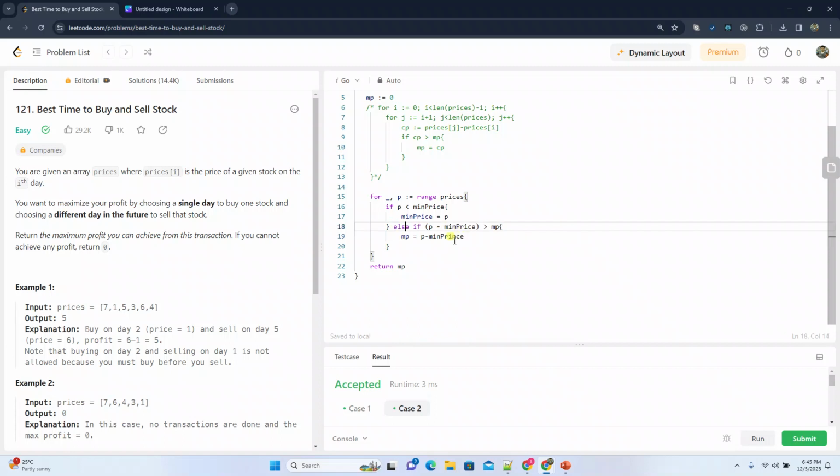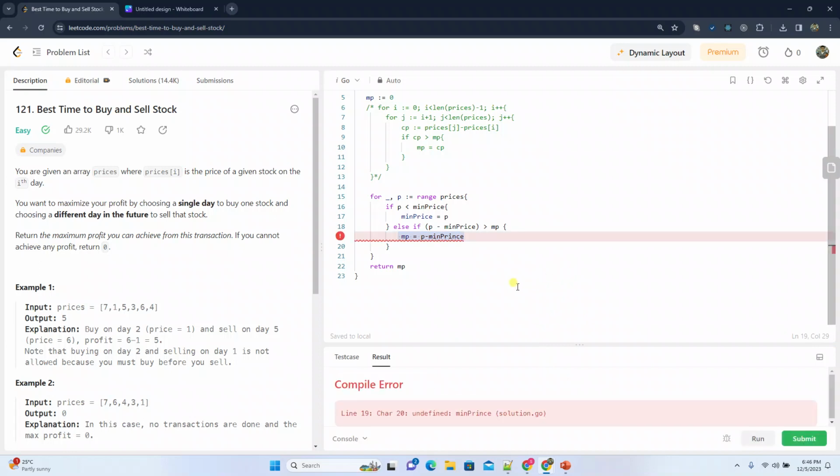So what we're doing here is, in this case, if the prices keep decreasing, like in the second example, minimum price will keep updating, and there is no transaction actually. In case we reach the minimum price and the current price is greater than minimum price, then we come here, check the difference and compare with the maximum profit we got till now. If that is greater, then we initialize the maximum profit with p minus minimum price, whatever we got. Okay, let us run this also.